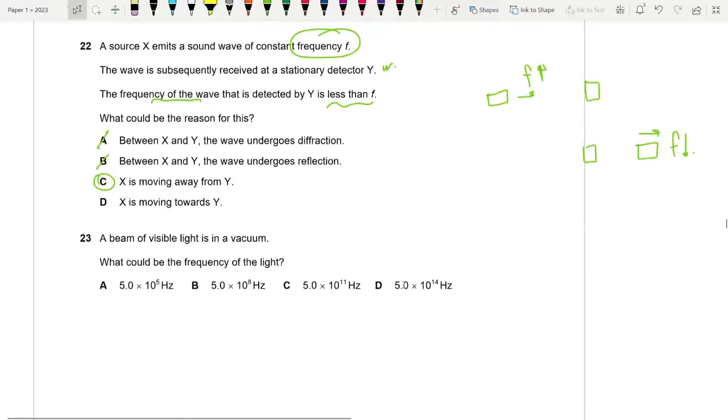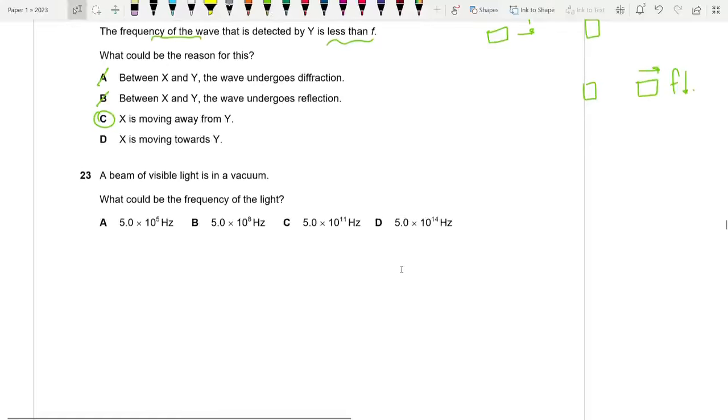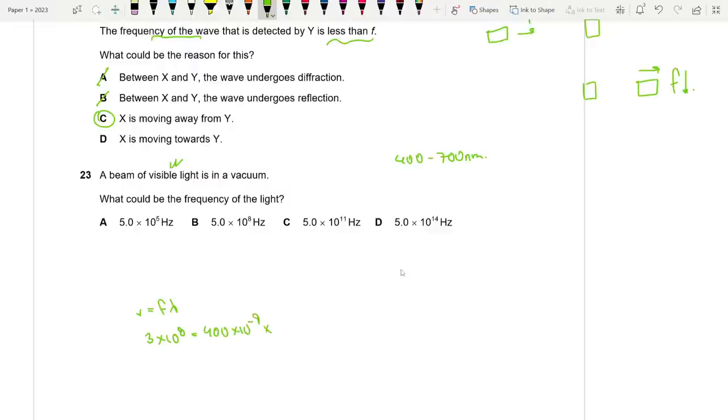All right. A beam of visible light is in a vacuum. What could be the frequency of the light? Visible light is basically 400 to 700 nanometer. It's within that range. So let's find out the frequency. We know that V is equal to F lambda, or C is equal to F lambda. 3 into 10 to the power 8 is equal to, let's find out the lower bound, 400 into 10 to the power minus 9, that's the wavelength, times the frequency.